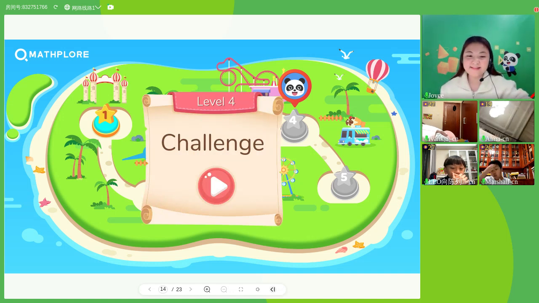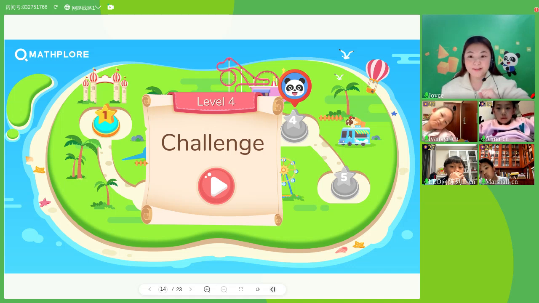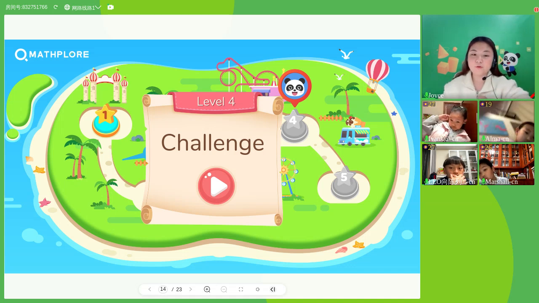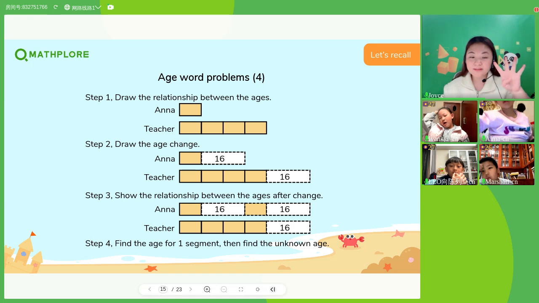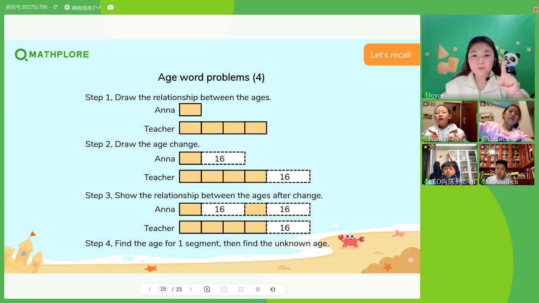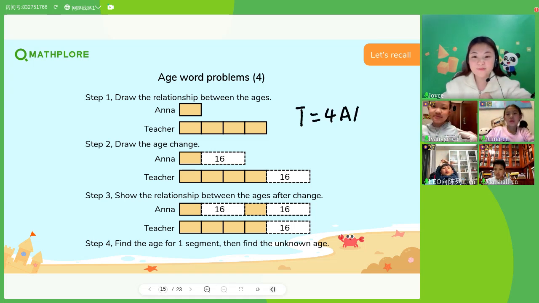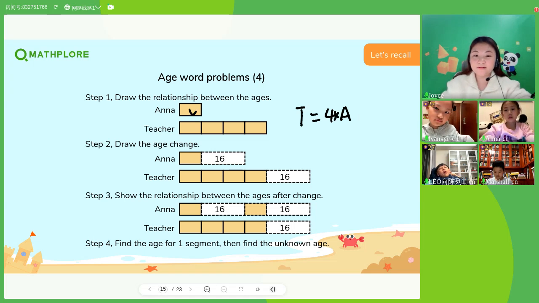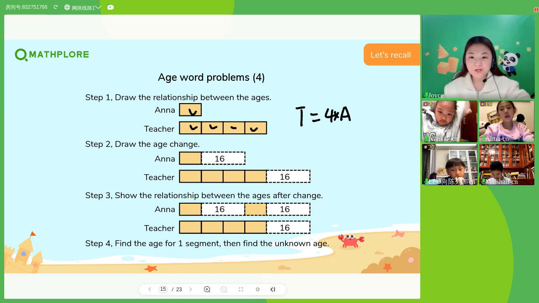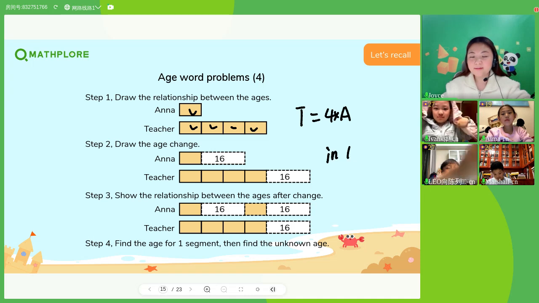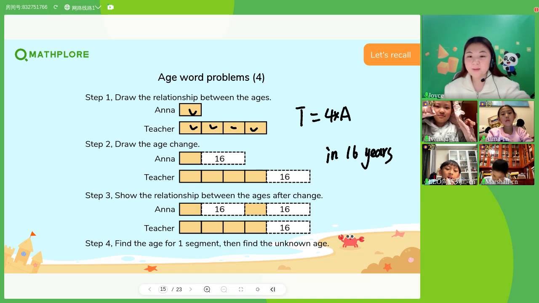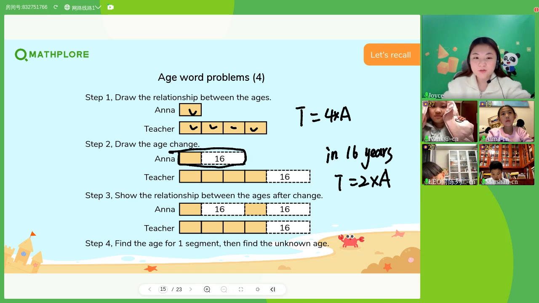See, the 4th part is quite different because we have to draw changes to their ages as well. Let's see. Well, look, we have 4 steps, right? Step 1, if we know the teacher's age equals 4 times Anna's, that's how we draw models here, right? But then we have changes, like if we say in 16 years, we just plus 16 for both of them. And now we have the new multiple relationship. This time the teacher's age equals twice Anna's age. So Anna's age times 2 can be the same as the teacher's age, right?